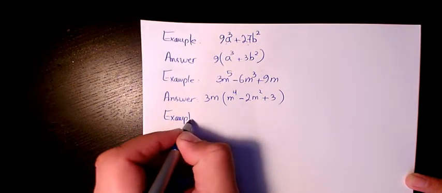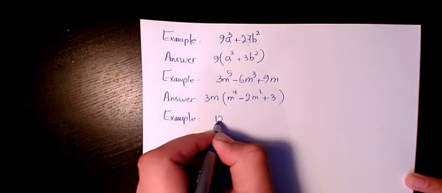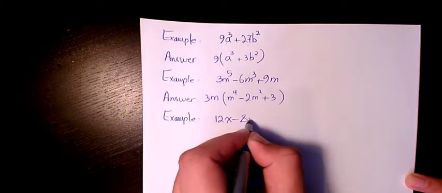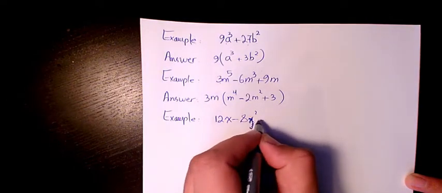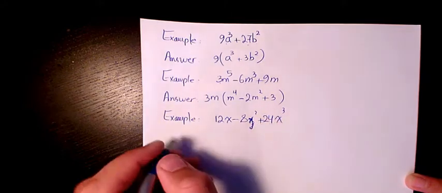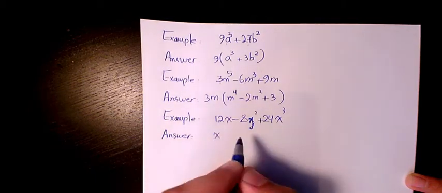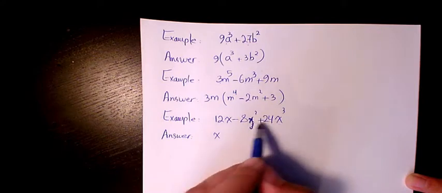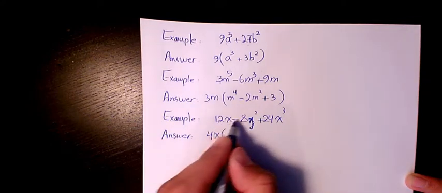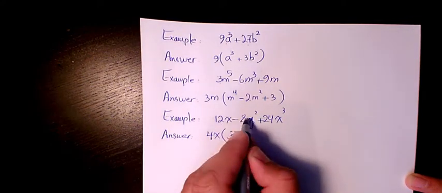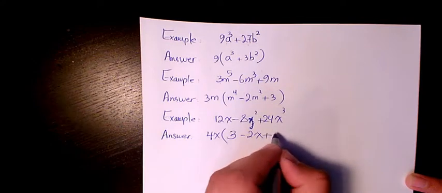Next example, I have 12x minus 8x squared plus 24x to the power of 3. The answer will be, x is common between all of them, so I factor x. And also 4, all of them are multiples of 4. The GCF of all of them is 4. So 12x divided by 4x is going to be 3. Negative 8x squared divided by 4x is going to be negative 2x. 24x cubed divided by 4x will be 6x squared.